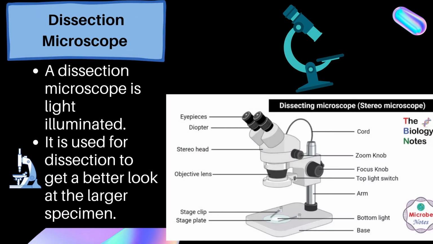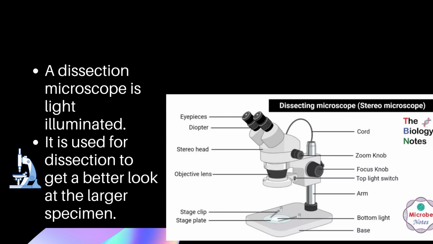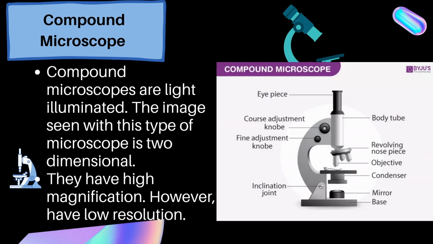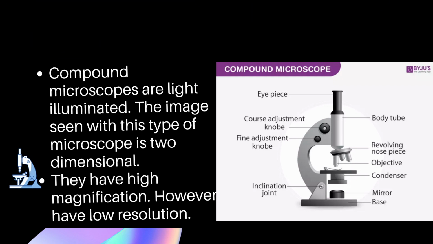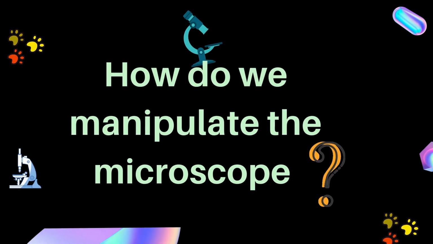One commonly used microscope in biology laboratories are the dissecting microscopes or stereo microscopes. It is used for dissection to get a better look at the specimen. Another common laboratory microscope is the compound microscope. The image seen with this type of microscope is two-dimensional. They have high magnification, however, have low resolution.